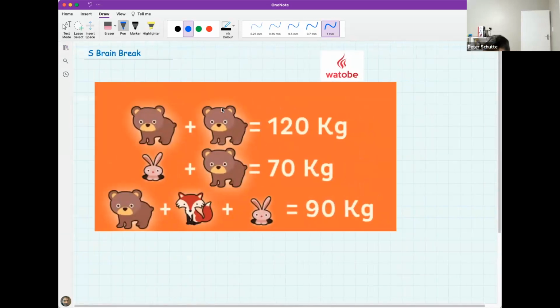Not too difficult a puzzle. Can you tell me what the value of each of these characters is going to be? It's actually not so bad. Today's like an easy brain break. Get those answers coming in.